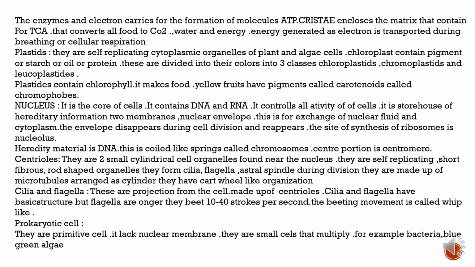Plastids. They are self-replicating cytoplasmic organelles of the plant and algae cell. Plastids contain pigment or starch or oil or a protein. They are divided into three classes: chloroplastids, chromoplastids, and leucoplastids. Chloroplasts contain chlorophyll. It makes food. Yellow fruits have pigments called carotenoids, or also called chromoplasts.